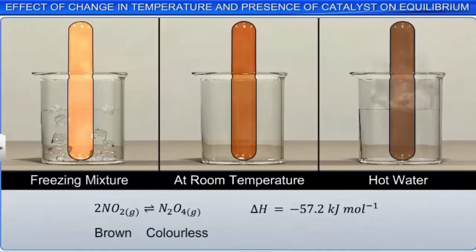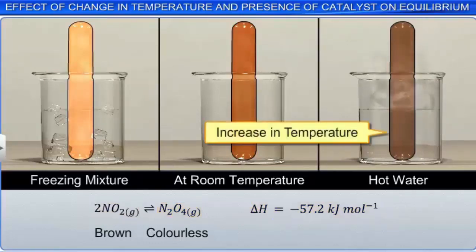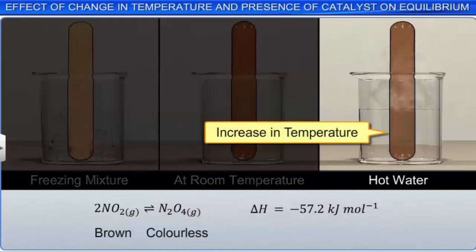How do you explain this? The forward reaction of NO2 dimerizing into N2O4 is an exothermic reaction. You have seen that increasing the temperature for an exothermic reaction favors the backward reaction. Hence, the backward reaction of formation of NO2 occurs when the tube is placed in hot water. This is why you see that the brown color intensified in that tube.